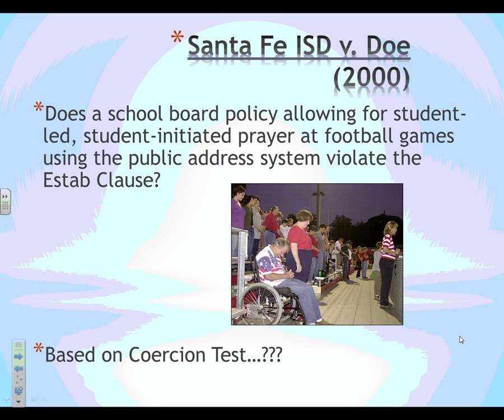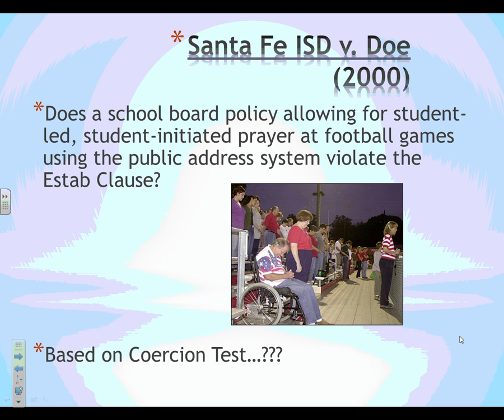So the school doesn't choose the student. There's no school administrator giving the prayer. It's just at the game, a student comes and uses the PA system. So do you think that this is okay or unconstitutional? I have a hint here. Think about the coercion test. Yeah, this one is unconstitutional.